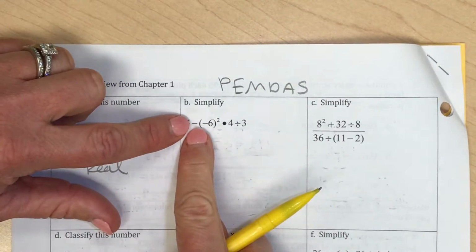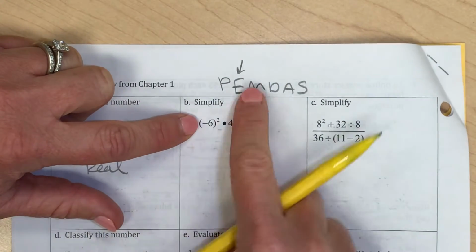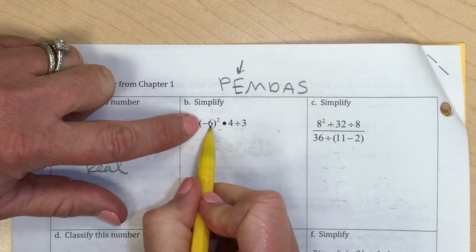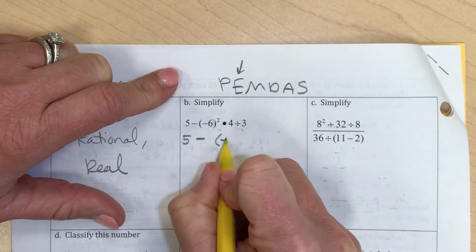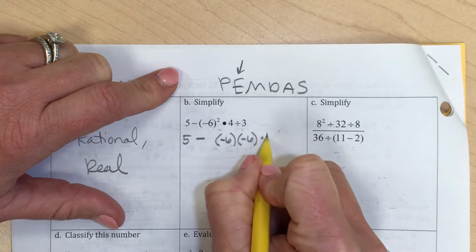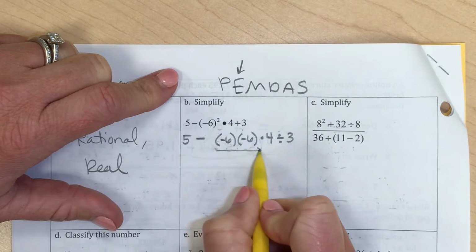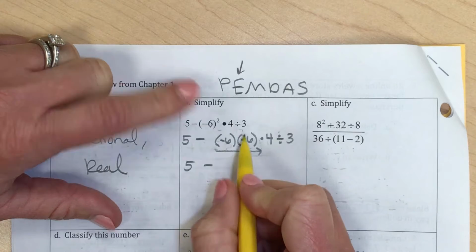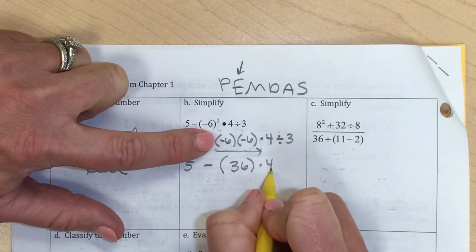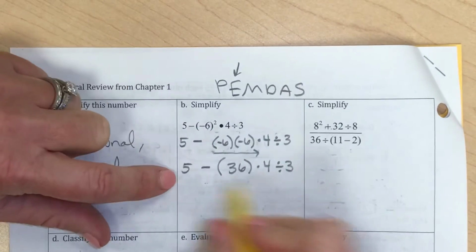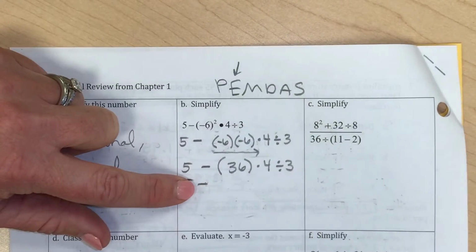Before I can address this subtract sign, I first have to address what's inside the parentheses and my exponent. So this is -6 times -6. Or if you want to write it out, it would be 5 minus -6 times -6, then times 4, then divide by 3. So if I do my multiplication from left to right, it would be 5 minus, this is going to get us 36, then we'll multiply by 4, then we'll divide by 3. Now I can't do my subtract yet because multiplication and division have to come before you subtract.